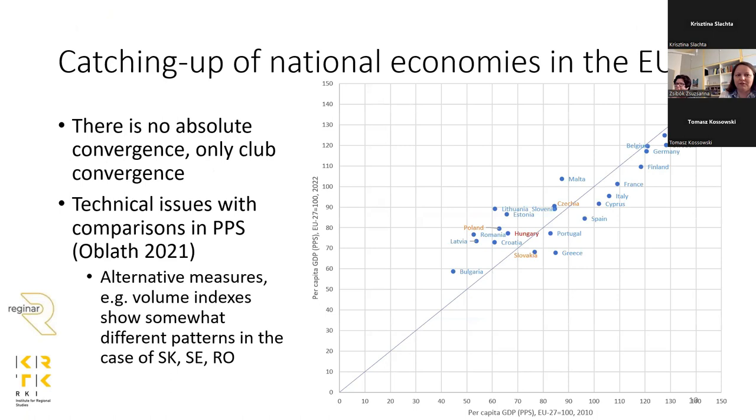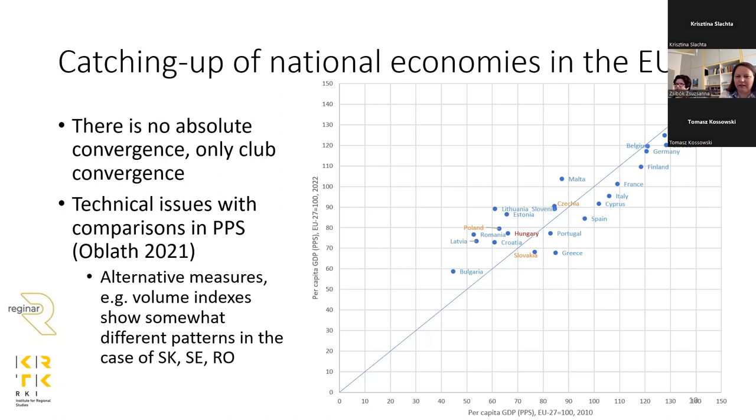The catching up of the national economies within our macro region is highlighted by colors other than blue. Those countries above the diagonal line were able to improve their level of development between 2010 and 2022, and the farther above the line a country is, the more it has improved its position. The Baltic states have shown spectacular catching up after the global financial and economic crisis, and their level of development is similar to that of the Mediterranean member states. So there we can see some clubbing of these countries.